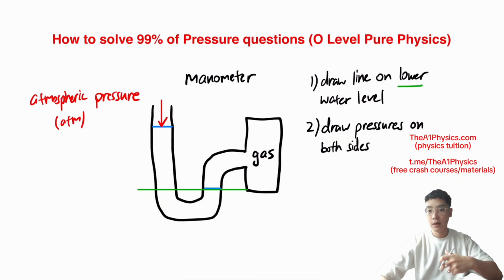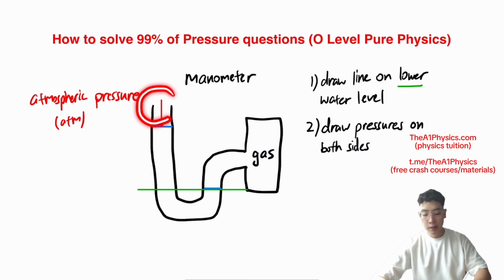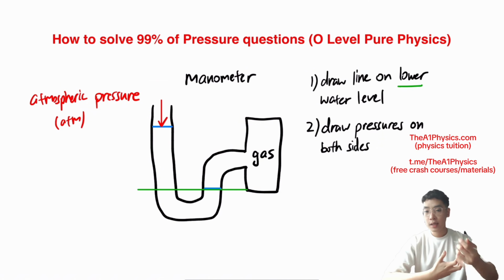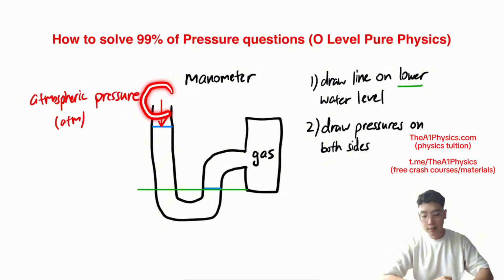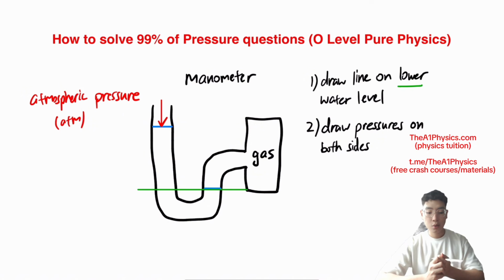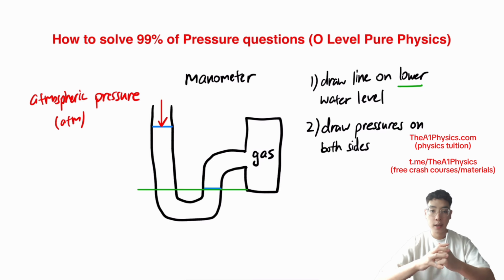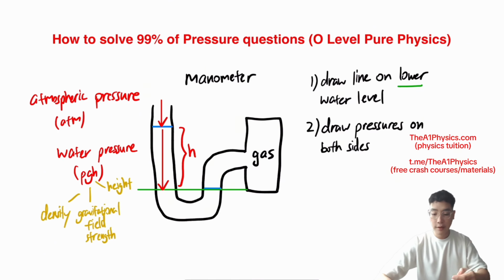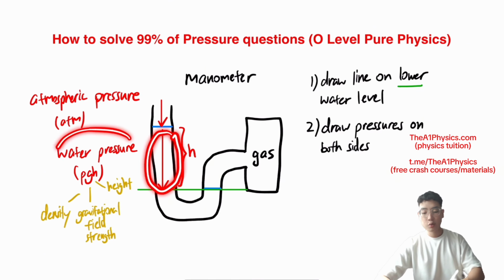And as we can see, on the left side, this part of the manometer is exposed to the air. So that's why there's atmospheric pressure on the left side. Whereas the right side, this one is inside a sealed container, so there is no atmospheric pressure on the right side.